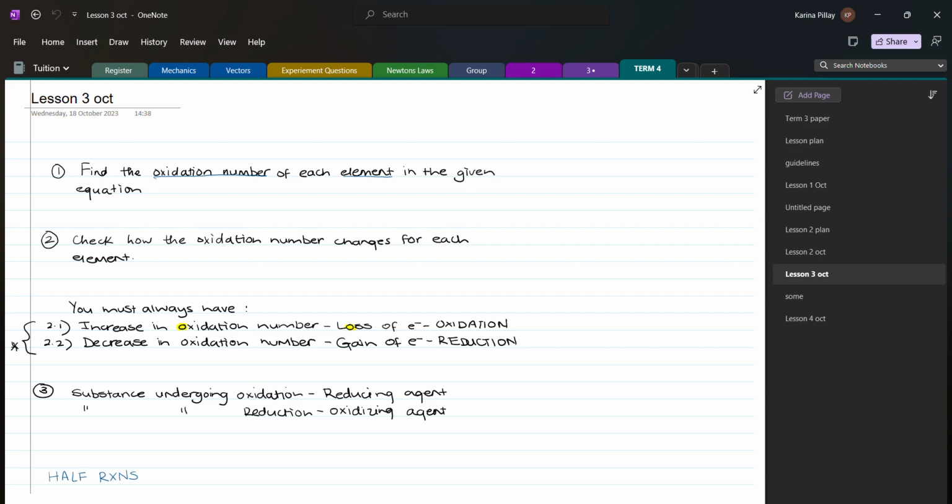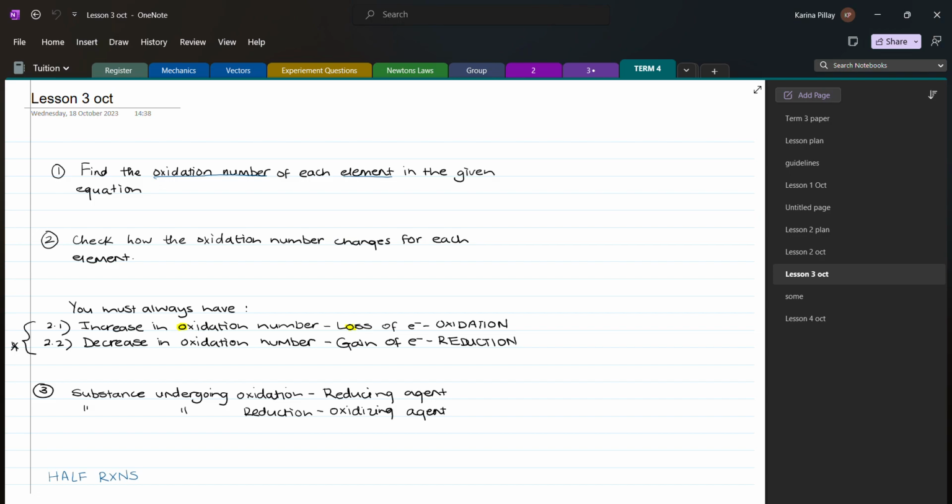Most likely, you are going to get a case where one of your substances' oxidation number is going to increase, and that means you've got a loss of electrons, aka an oxidation reaction, and the other substance's oxidation number is going to decrease, meaning you've got a gain of electrons, aka a reduction reaction. In a redox reaction, you must always have oxidation taking place and reduction taking place. There has to be the two of those.